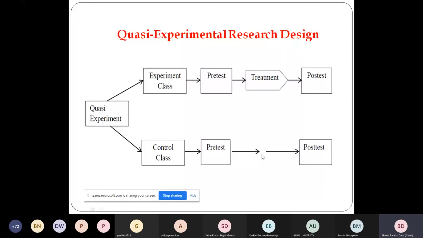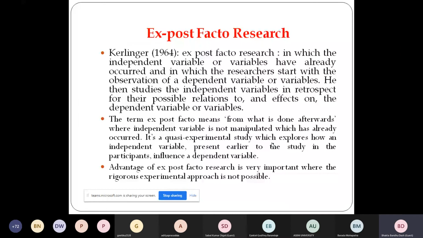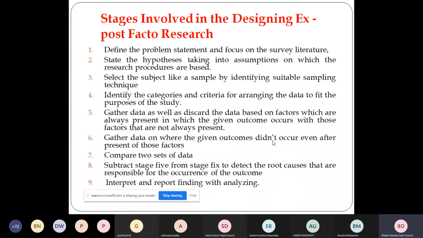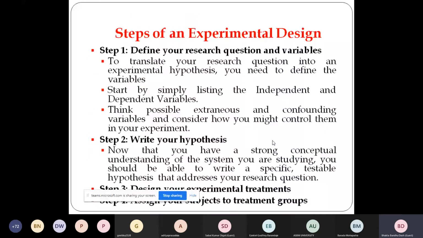Then the ex post facto research, as I told you, is research in which the independent variable or variables have already occurred, and the researcher starts with the observation of a dependent variable on the basis of the independent variable. In ex post facto research, we study the resultant factor, analyze it, and out of that we identify the possible causal factors. That is what is called your ex post facto research design.